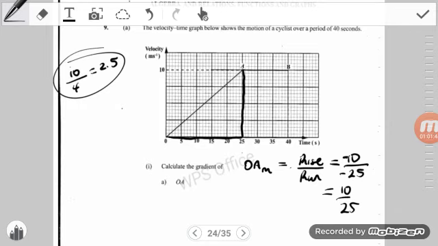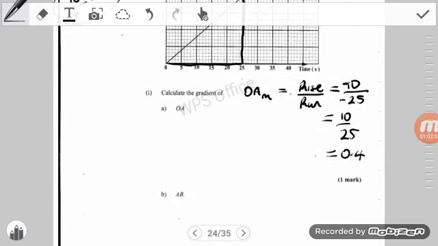So that's the gradient. You could leave it as 10 over 25 or reduce it to, let me see here, 2 over 5. That could work. So if you want a fraction, 2 over 5. If you want a decimal, 0.4.